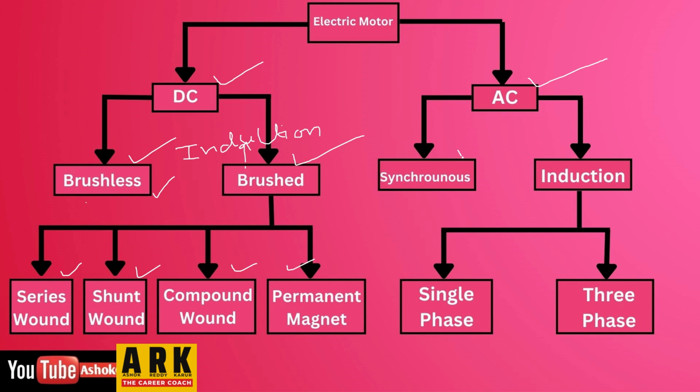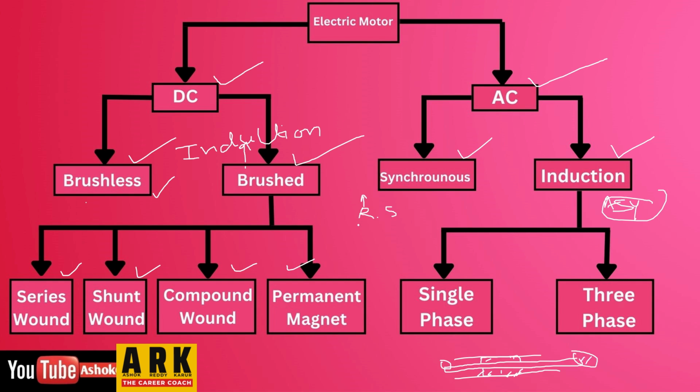And in the AC we have synchronous and induction. Induction is also called asynchronous. In the synchronous motor, just think that we have one rotor and one stator. Rotor means the rotating equipment in the motor. Inside the motor there is one rotor, and it will be rotating. And the stator is the body of the motor. It will be stationary; it will not rotate, it will stay like this. This is the stator and this is the rotor.